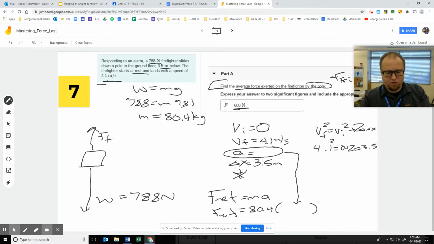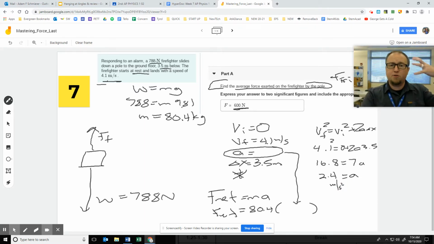I'm just going to type in 4.1 squared so we have the same number: 16.8 equals 7 times a. So acceleration is 16.8 divided by 7, 2.4 meters per second squared. Just working on our units, right? So look what you did: you used motion to find the acceleration. Now I have an acceleration of 2.4, so I can get an F net. 80.4 times 2.4 is 193. The units for force are newtons, so F net is 193.